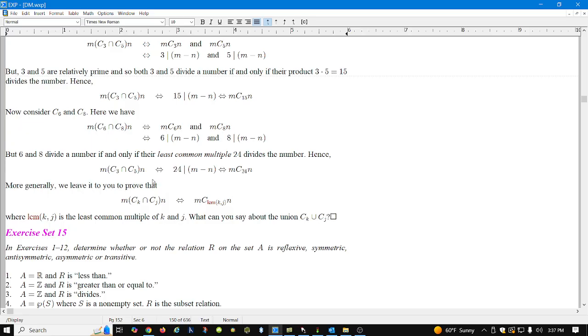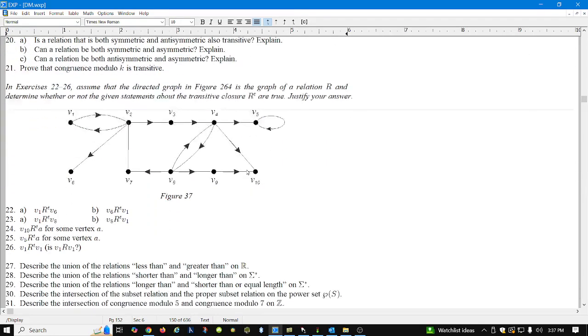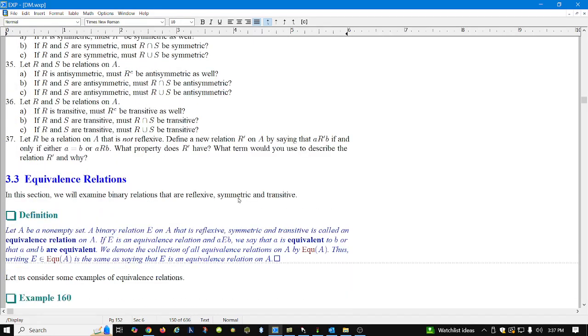Well, that completes this section. The next section is on equivalence relations.